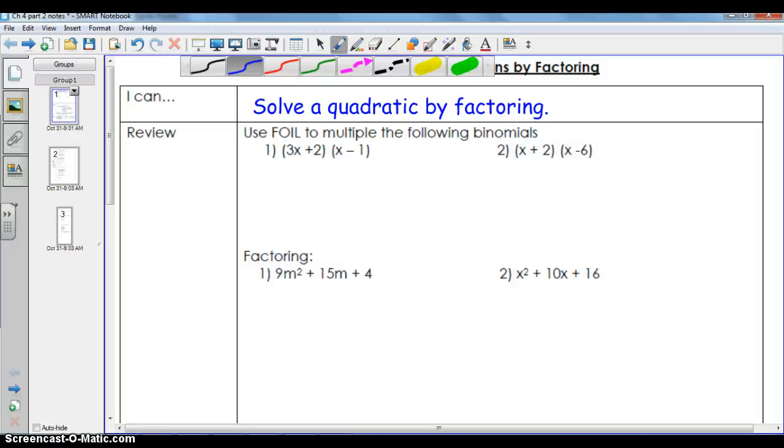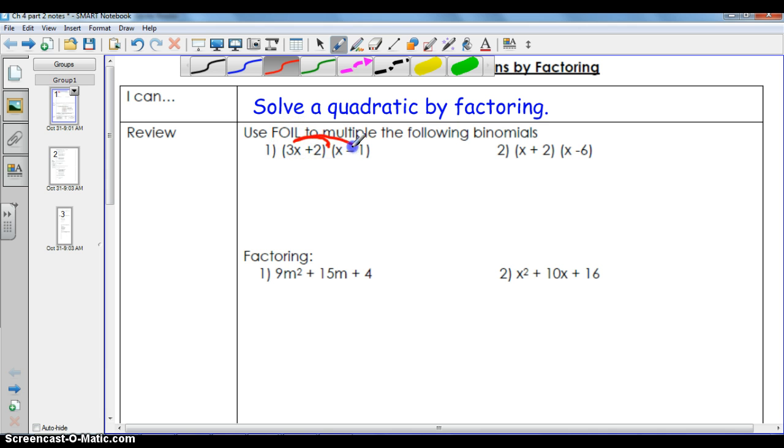All right, this is lesson 4.3, and it is solving a quadratic by factoring. So if you don't have factoring down, you need to practice, and you are not going to be able to grasp this lesson very quickly if you don't have factoring mastered. So you need to be practicing daily and passing those mastery quizzes because factoring is very important. So let's go ahead and review FOILing.